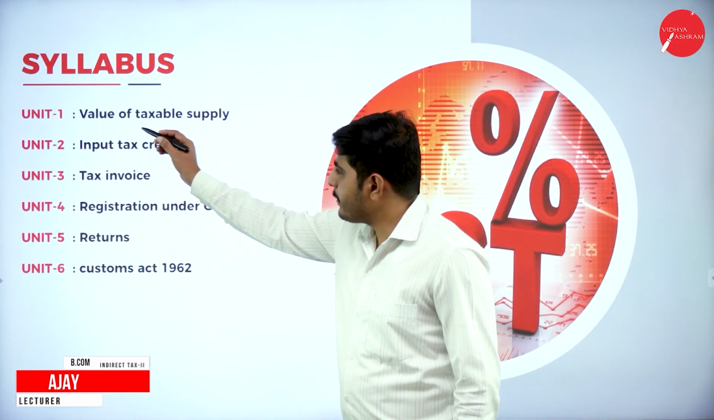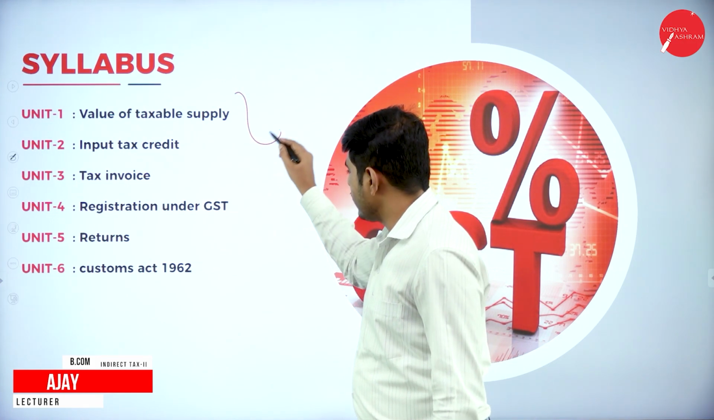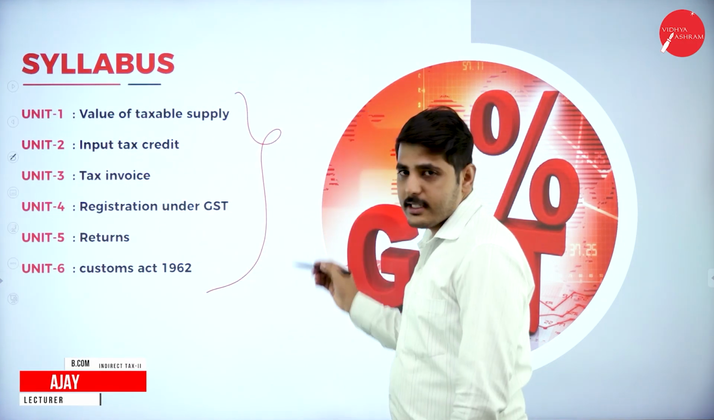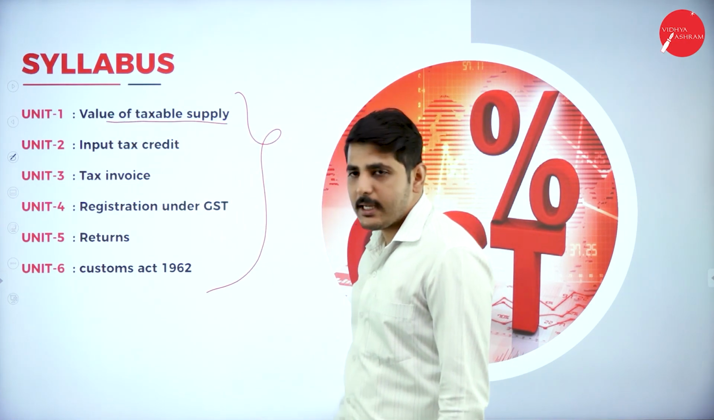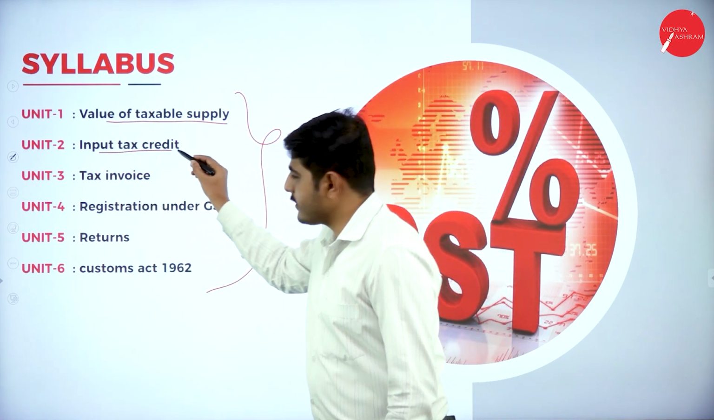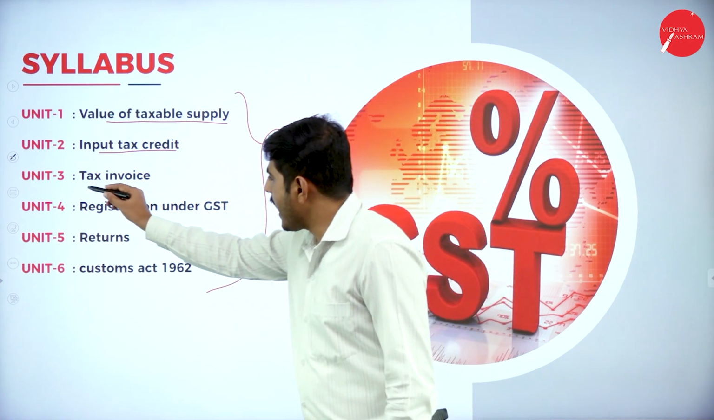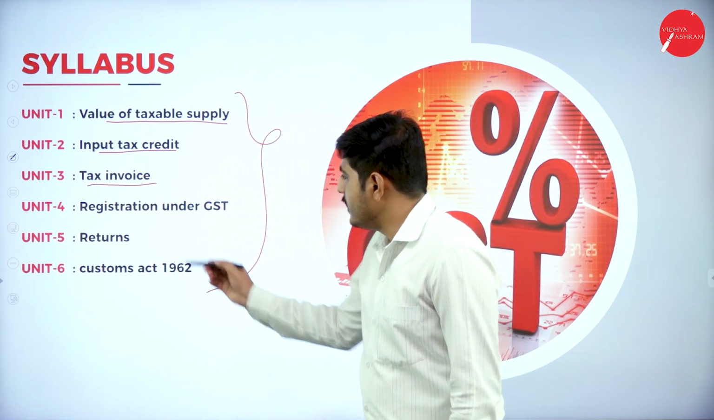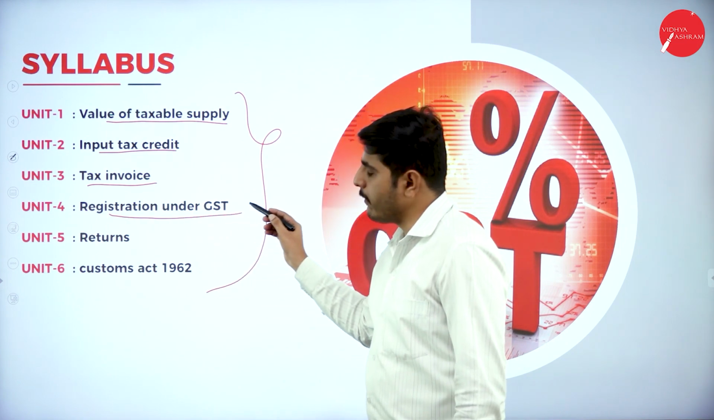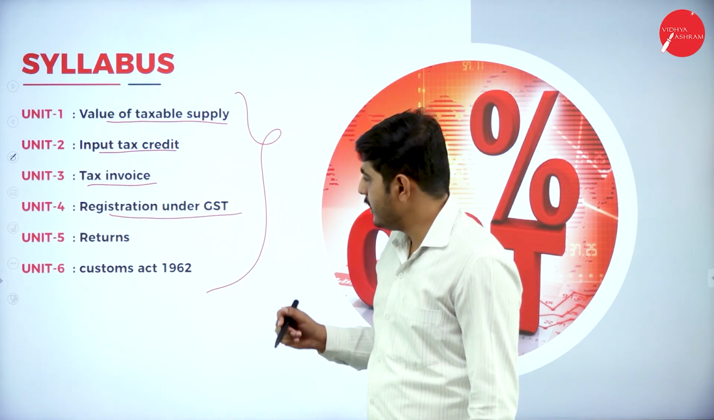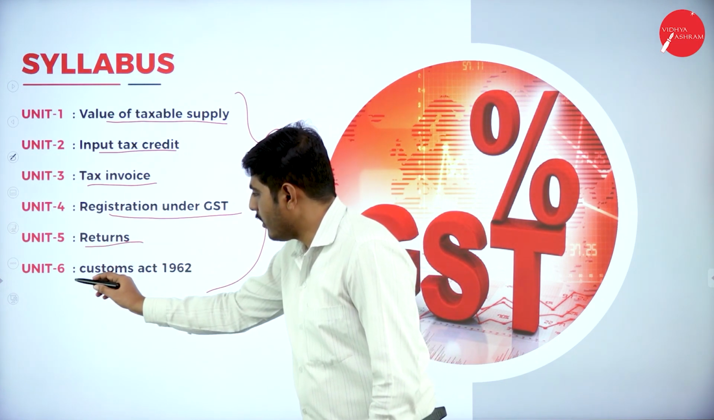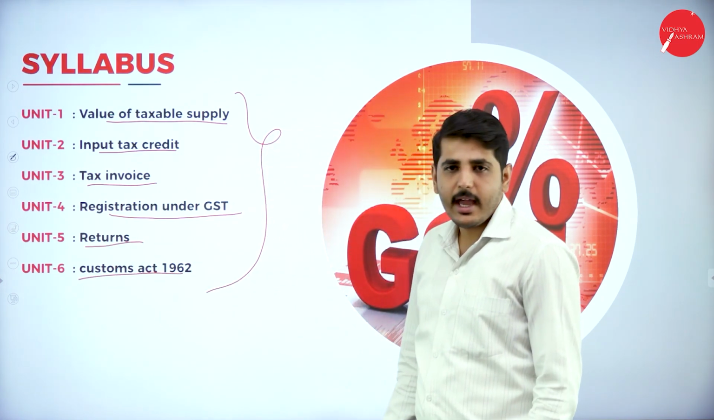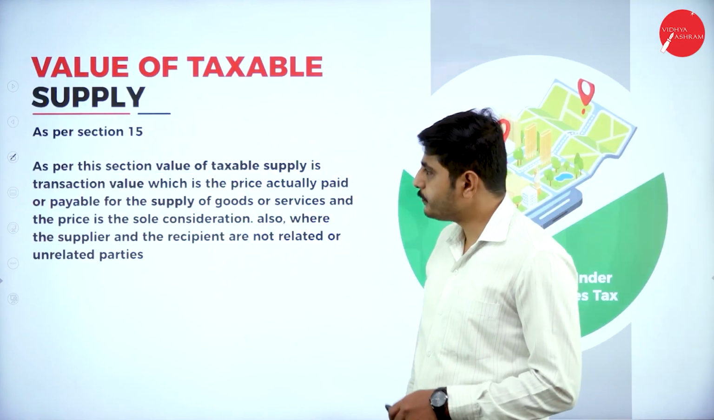Here, the first chapter, these are all the chapters you are going to study under GST or Indirect Tax 2. First one, value of taxable supply. Second one, input tax credit. Third one, tax invoice. Fourth one, registration under GST. What are the process or steps under GST registration? Next one, returns. And last one is the Customs Act 1962.